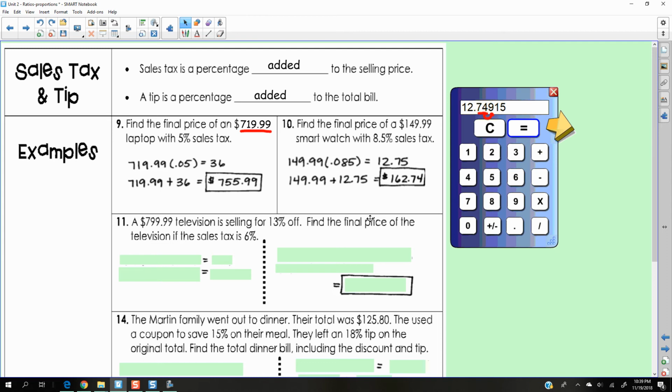Now you have 2 parts on this one. So this one says that a $799.99 TV is selling at a discount of 13%, 13% off. And then you have to find the final price of the television after you add tax. So here, go ahead and do the 13% off, plug it into your calculator. All right, I'll do this one with you.